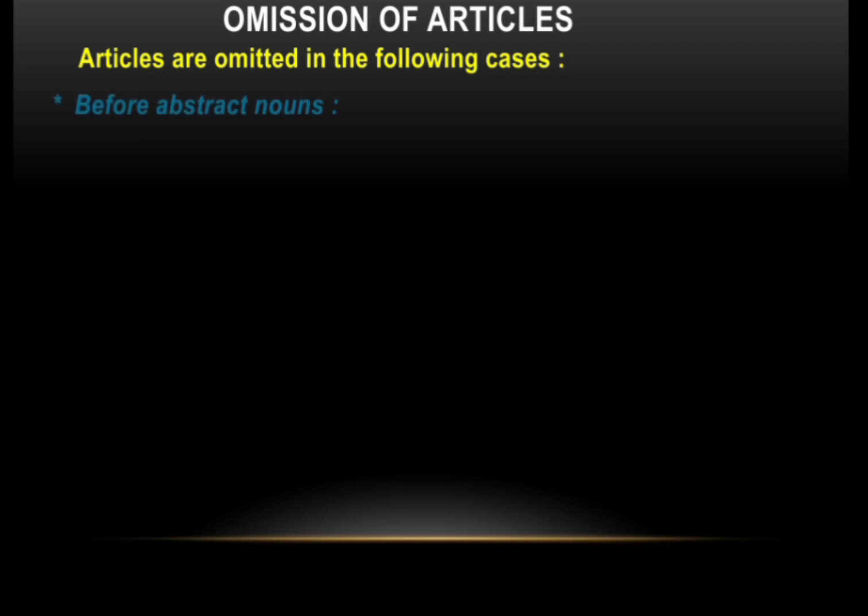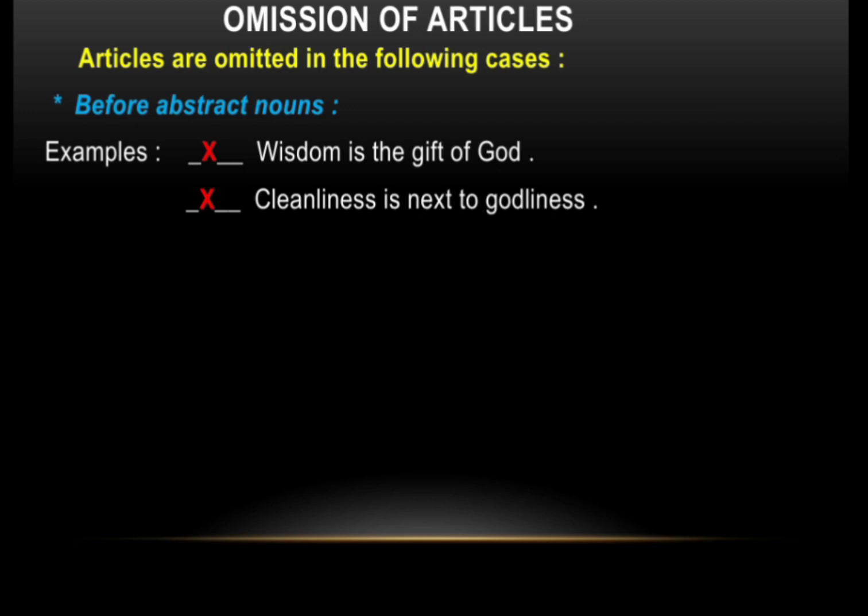Now, there are certain places where articles should be omitted. Let us see them. Articles are omitted in the following cases. It is omitted before abstract nouns. Example, wisdom is the gift of God. So, wisdom is an abstract noun and we use no article before that. Cleanliness is next to godliness. Cleanliness is an abstract noun and so no article before that.